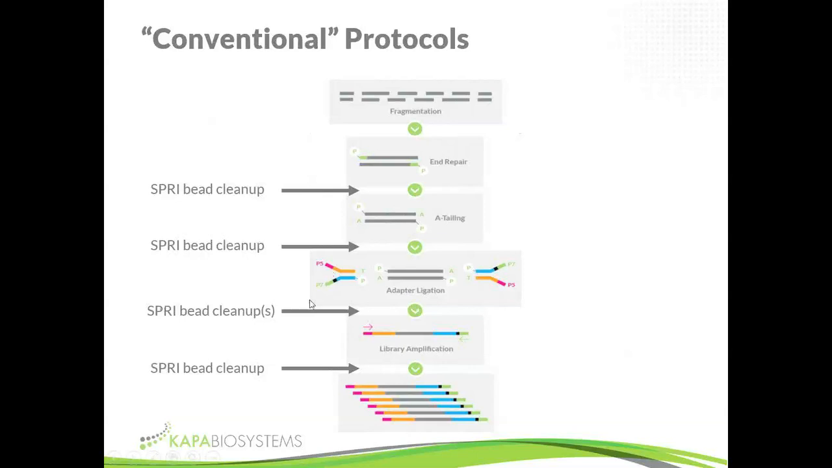After fragmentation, depending on how you do it, you can build in a cleanup or a size selection at this point. For instance, if you're fragmenting your DNA in a buffer or a volume that's not compatible with the end repair reaction, or you just want to get rid of big and small molecules even before you start library construction, you can build an optional bead cleanup step in here.